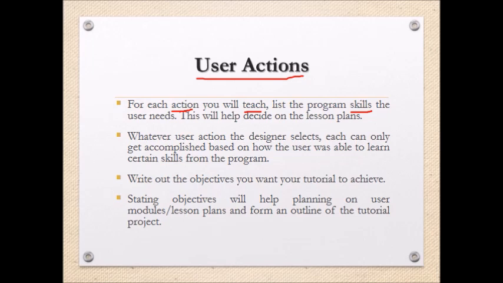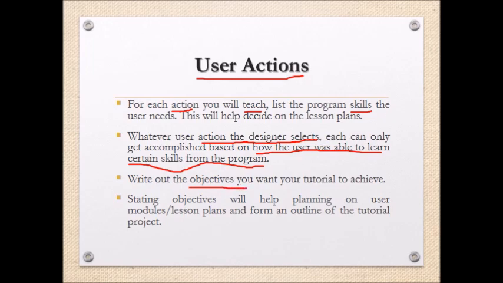chart. ف whatever user action the designer selects or they want to include in their document, each can only get accomplished based on how the user was able to learn a certain skills from the program. ف representing أي action بالdocument تبعتنا بواسطة الديزاينر تعتمد على كيف اليوزر أو إيش طبيعة السكيلز اللي تعلمهم إيش اليوزر from the software.